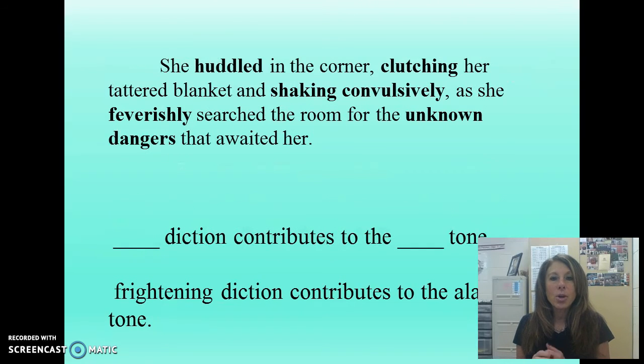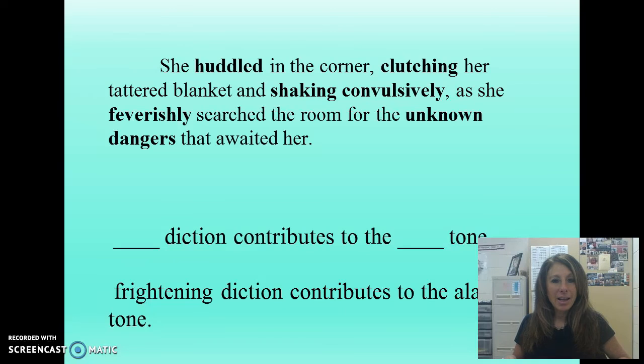She huddled in the corner, clutching her tattered blanket and shaking convulsively as she feverishly searched the room for the unknown dangers that awaited her. So if you highlighted huddled, clutching, shaking, convulsively, feverishly, unknown dangers, what type of diction do all those words seem to have that contributes to what type of tone? So you might say frightening diction, words that show fear, contributes to an alarming, scary, be on the lookout type of tone. Okay?